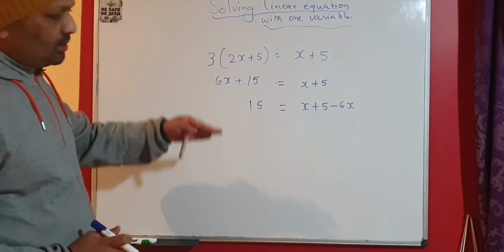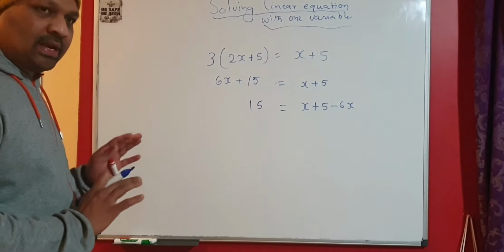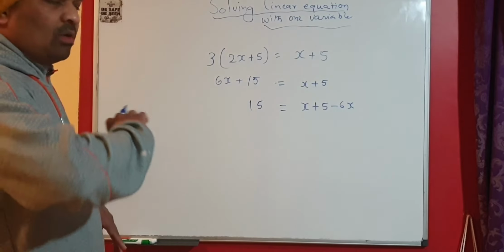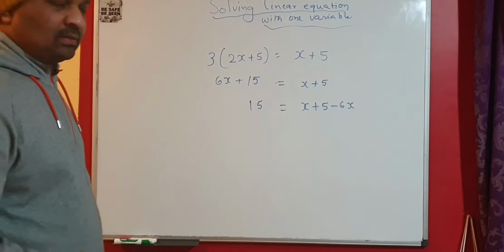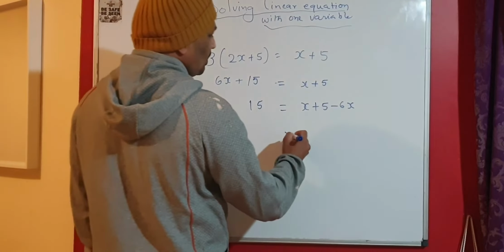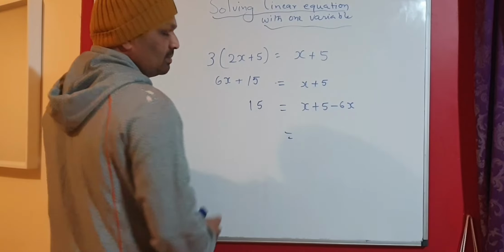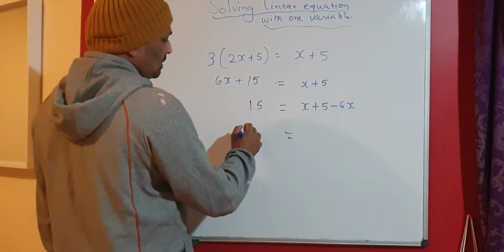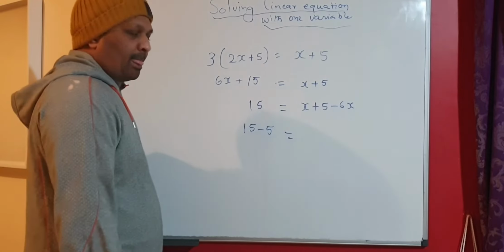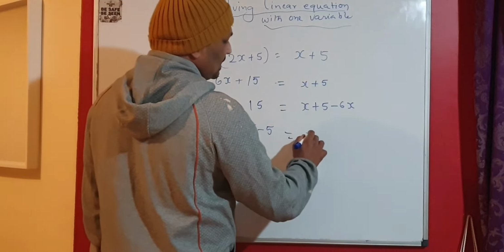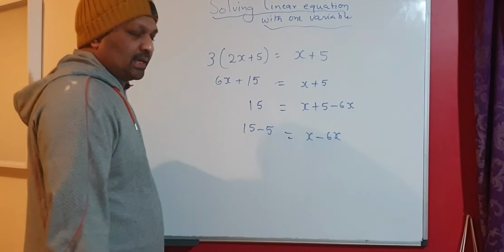As you go along, you should try to bring all the terms that are having x to the one side and all the terms that are having the constants to the other side. Once you get to that stage, then you simplify that. Okay, the next step, plus 5 we have here, this is plus 5. If you bring it to the other side of the equal symbol, it becomes 15 minus 5. On the right side, we still have x minus 6x.